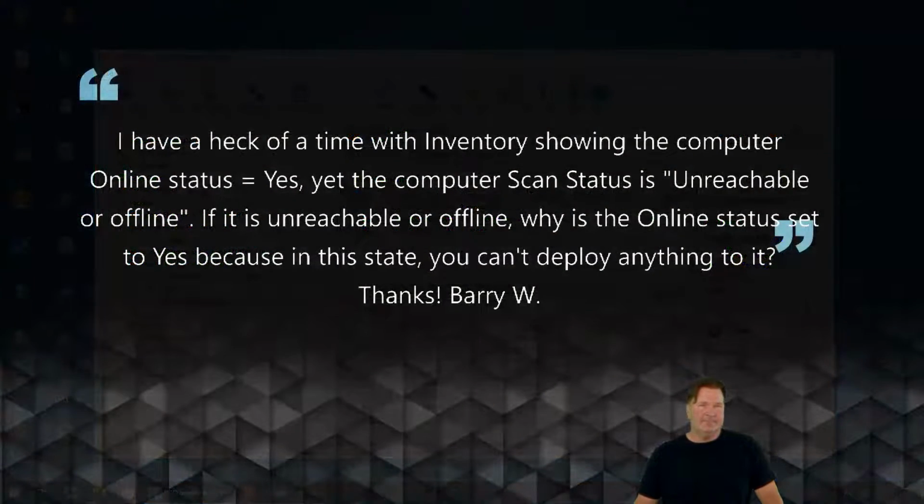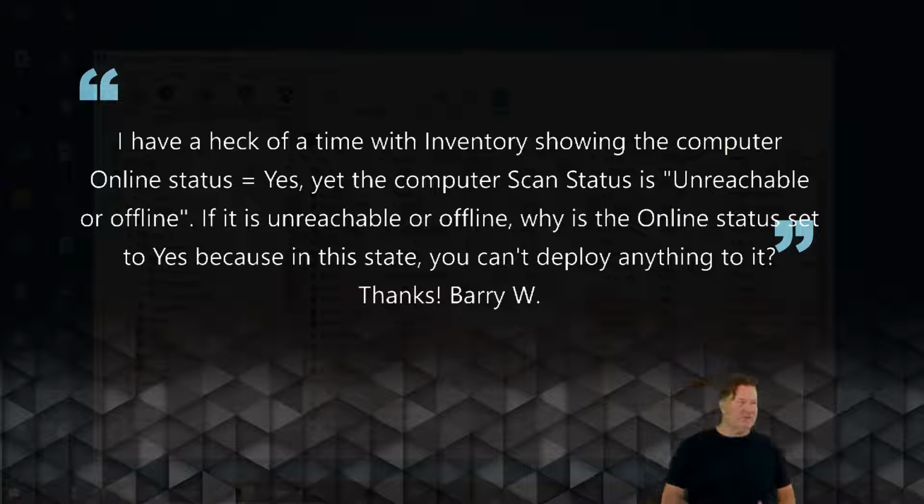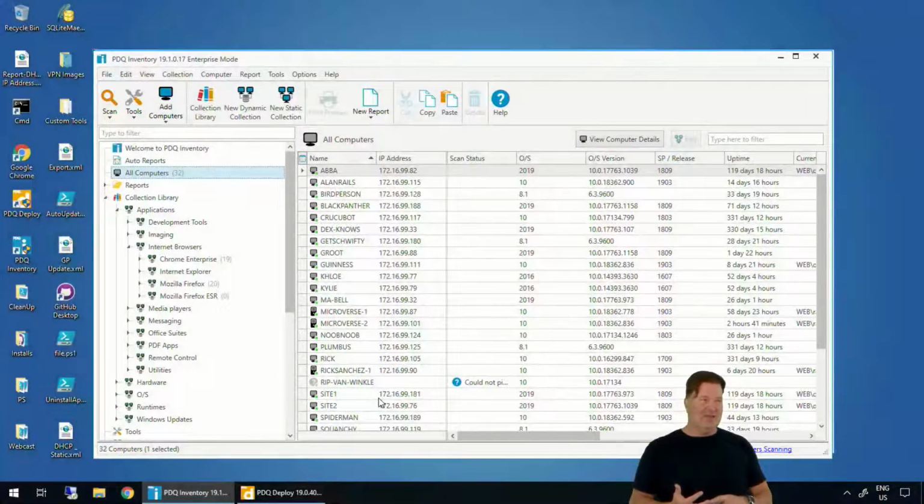All right, guys, I have a heck of a time with inventory showing the computer online status equals yes, yet the computer scan status is unreachable or offline. If it is unreachable or offline, why is the online status set to yes? Because in this state, you can't deploy anything to it. Thanks, Barry W. Generally, I'm thinking that's probably because it answers a ping. That would determine that it's online, and you can't deploy or do anything with it because you probably don't have the firewall settings correct. Any thoughts?